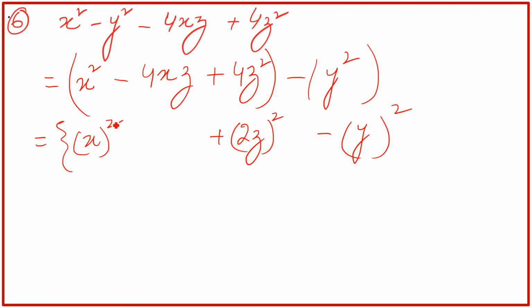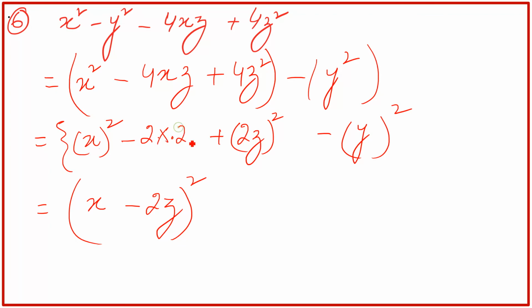So this is x square. The square of the first term, square of the second term, minus 2ab. So it will be (x minus 2z) whole square. Whatever is inside the parenthesis, like this. But here is 2ab. Instead of a, we have x and b is 2z. Just check, 2 times 2 is 4xz, 4xz. And here is the y square.